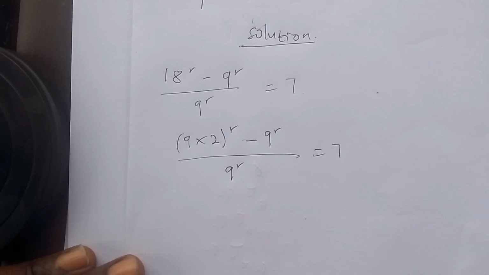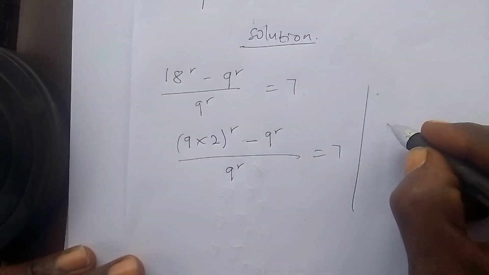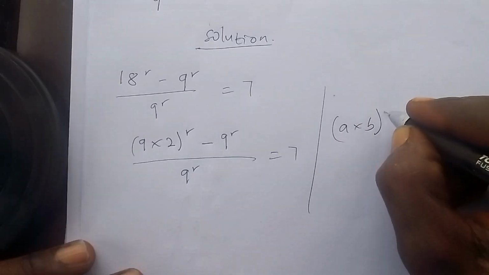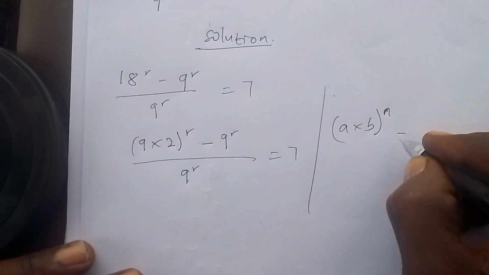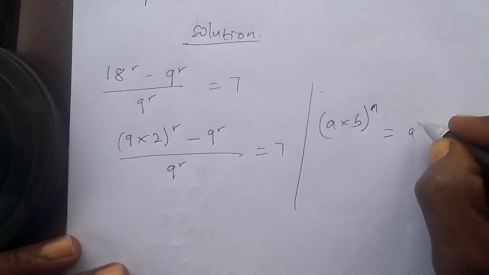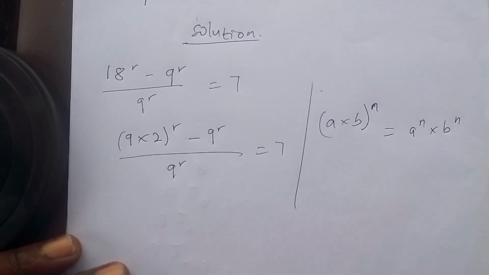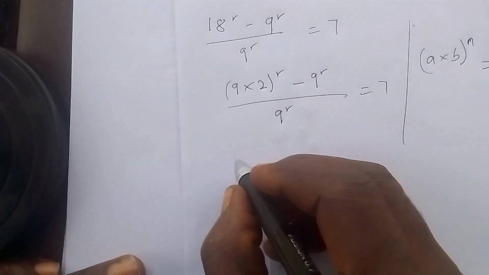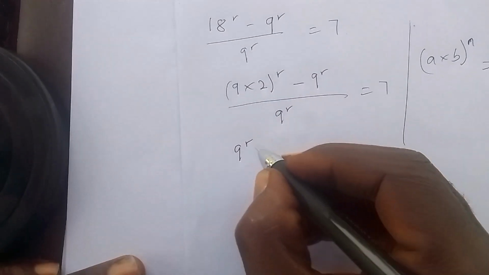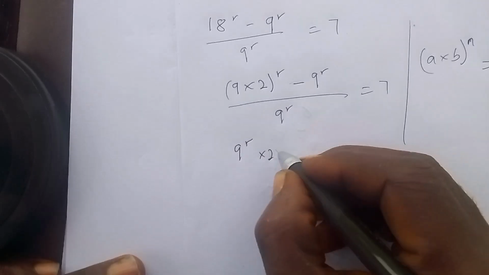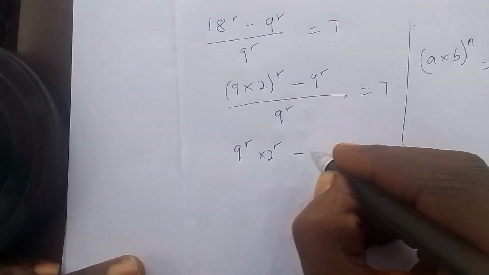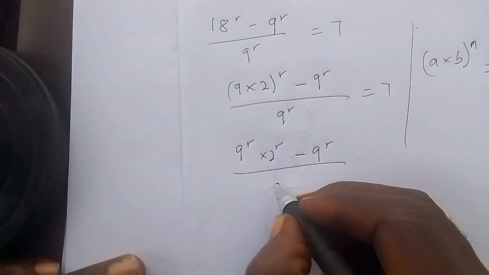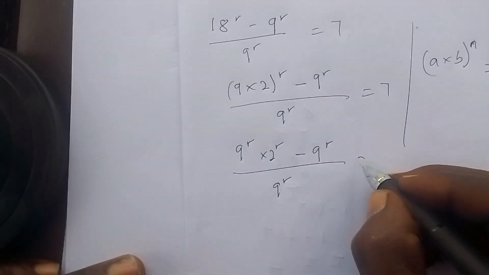From our knowledge in indices, a times b all to the power n can be written as a to the power n times b to the power n. So from this, we are going to express this as 9 to the power r times 2 to the power r, minus 9 to the power r, all over 9 to the power r equals 7.